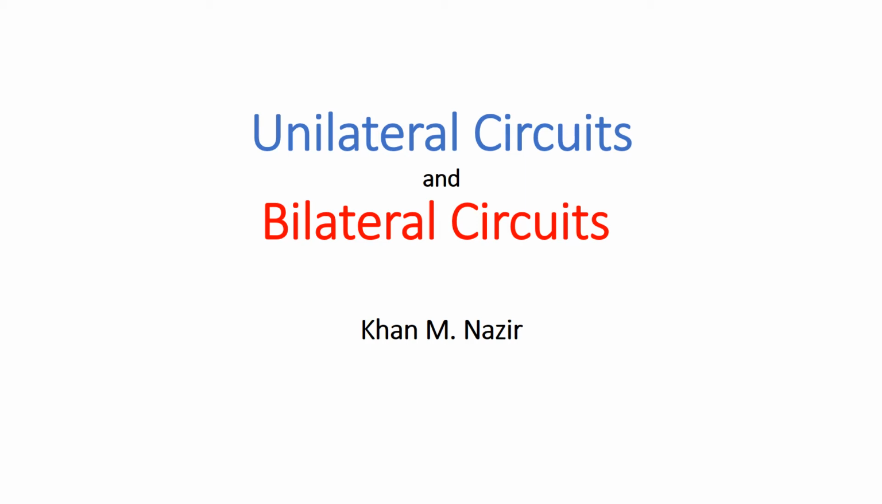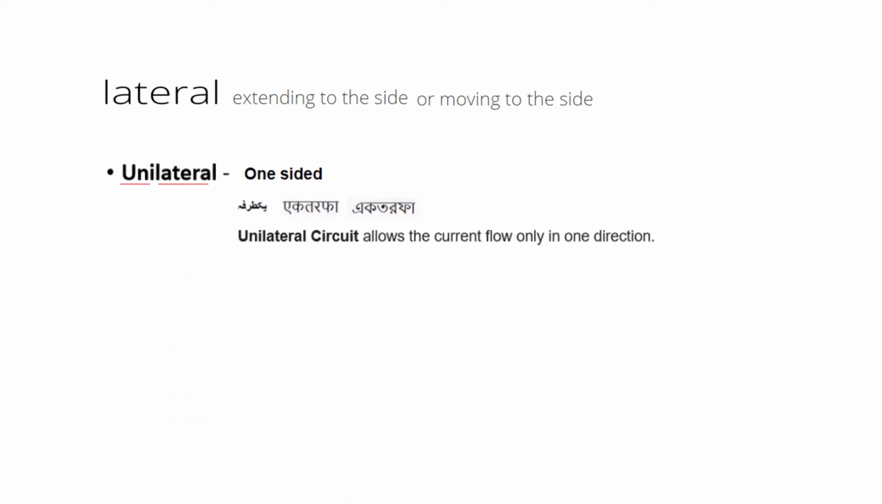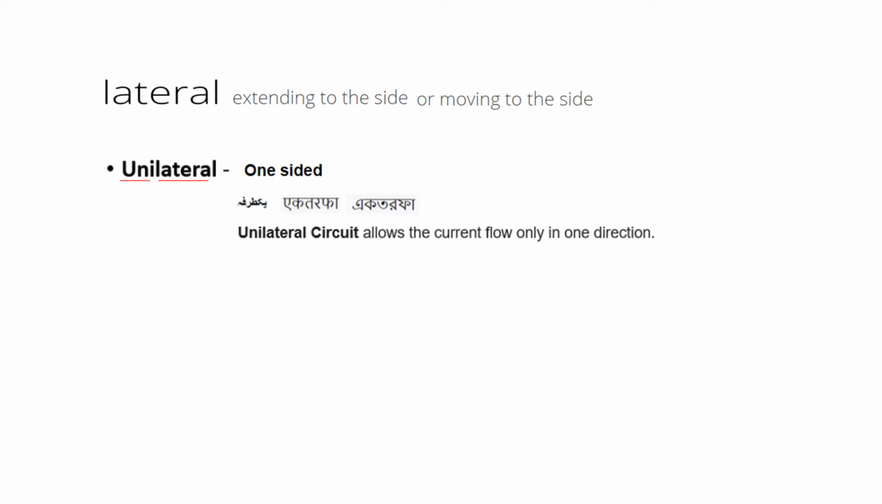In this video, we'll be discussing unilateral circuit and bilateral circuit, as well as unilateral circuit elements and bilateral elements. So first of all, let's see what is the meaning of lateral. Lateral means extending to the side or moving to the side. And from here, unilateral, uni we know is one. So unilateral means one-sided.